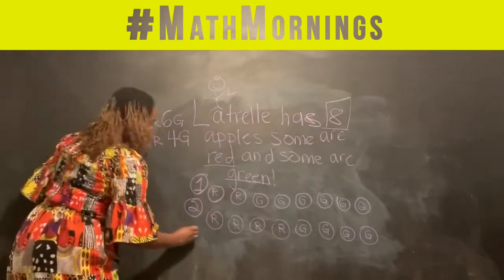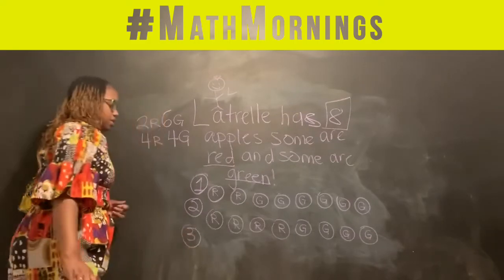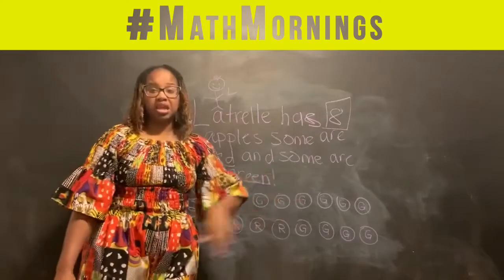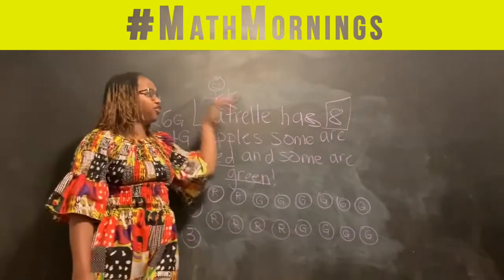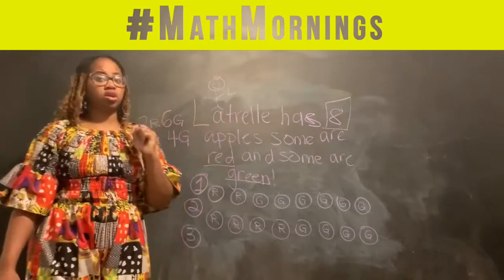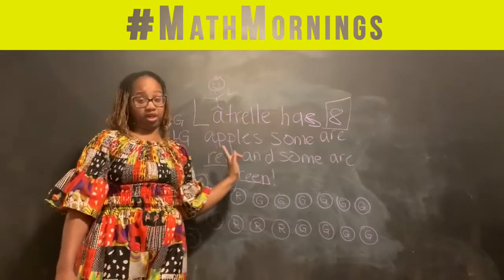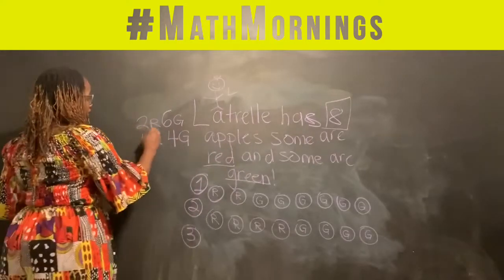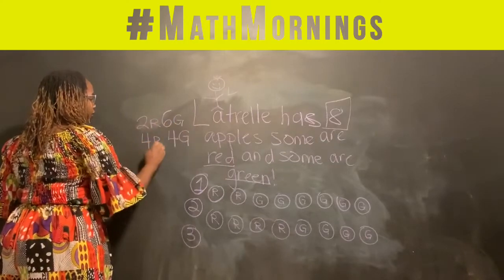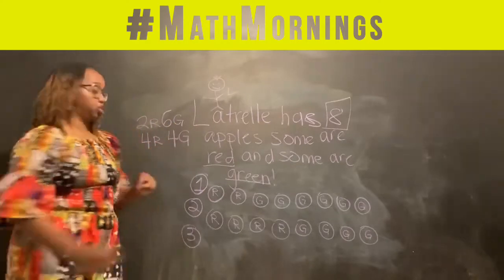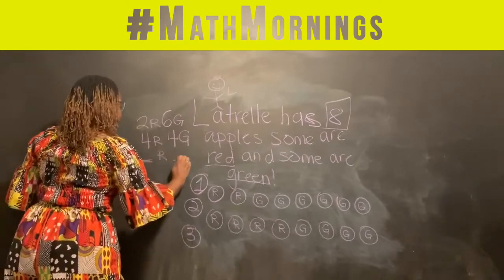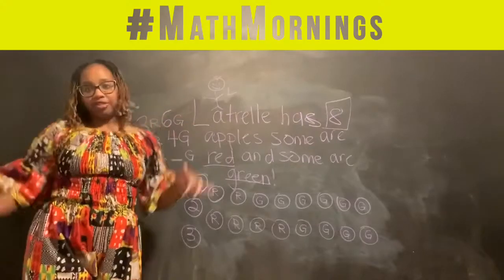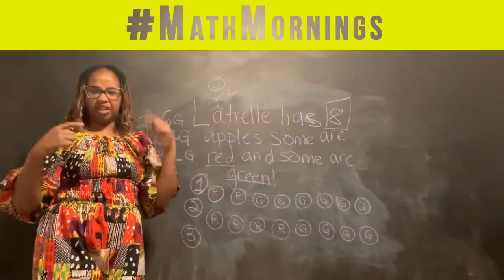So this is what I want you to do. These are not the only options that we have. I want you to draw 8 apples, and I want you to tell me what's a different solution that Latrell could come up with. He can have a different number of red and green apples, and I want you to tell me what that number could be. Okay, so I already did 2 red and 6 green and 4 red and 4 green. Now I want you to do a different number of red and a different number of green, and you can take a picture of it, you can record yourself, you can comment, and you can let me know because I want to see what you're thinking and how it's rolling.